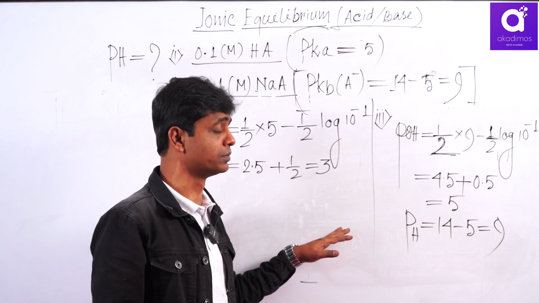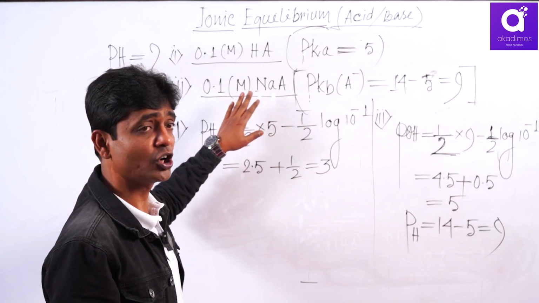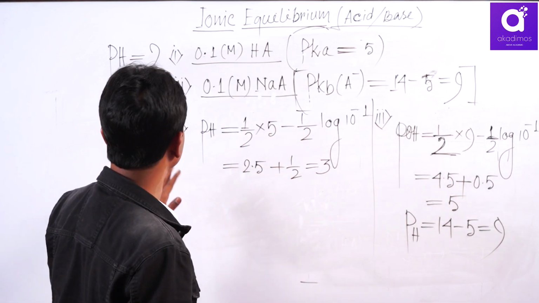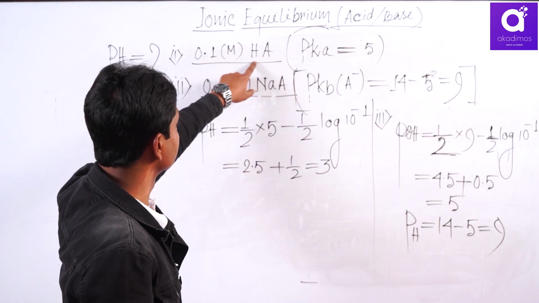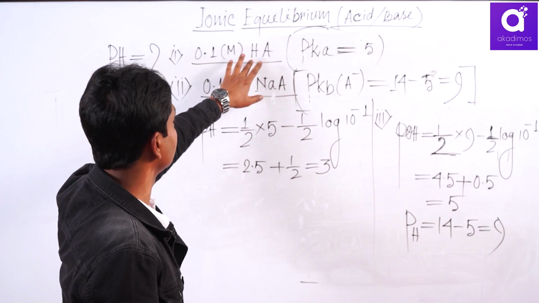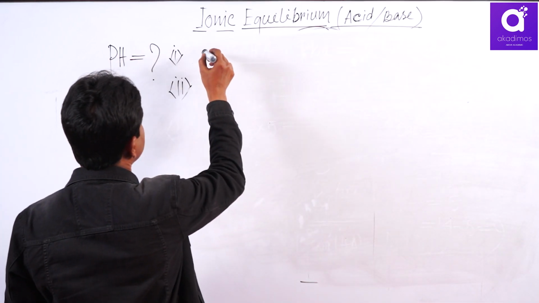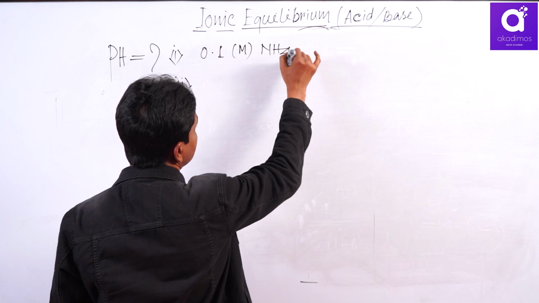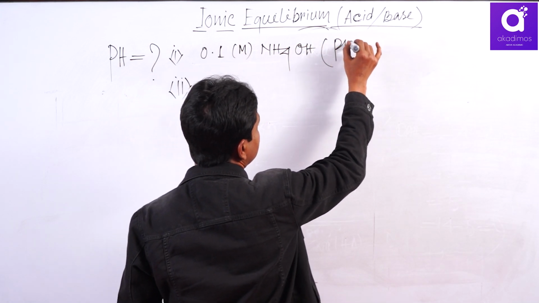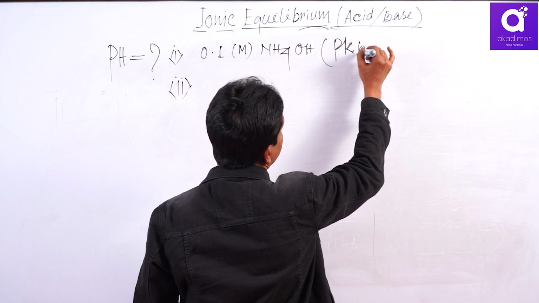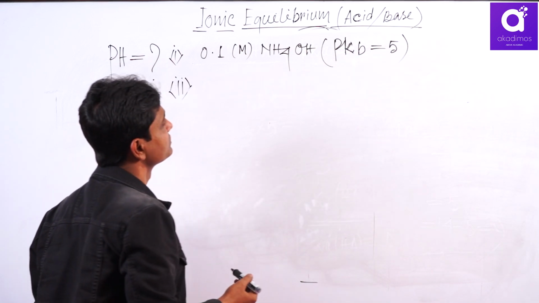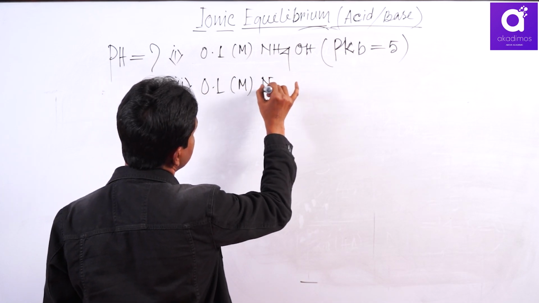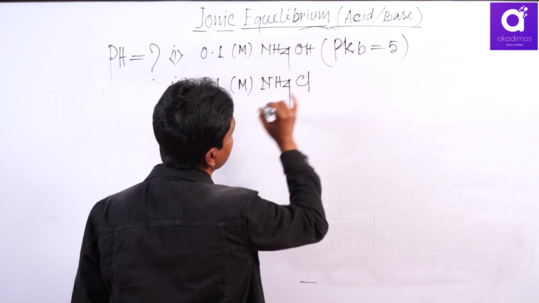So by using the same formula you can do the salt hydrolysis problem also. Now I want to show two more problems. Here I have taken a weak acid and the salt of the weak acid. Now I will take a weak base and the salt of the weak base. Let there be 0.1 molar ammonia or ammonium hydroxide. Its pKb is given; for easy calculation, let pKb be 5. And 0.1 molar ammonium chloride, the salt of a strong acid. Find both pH.